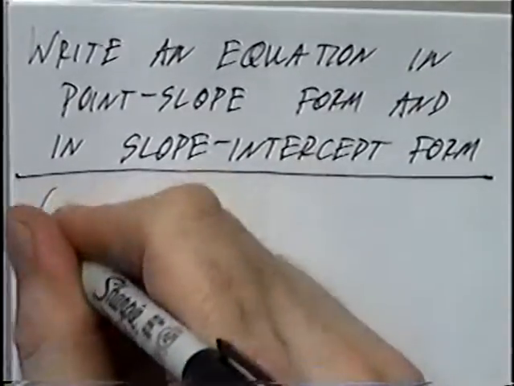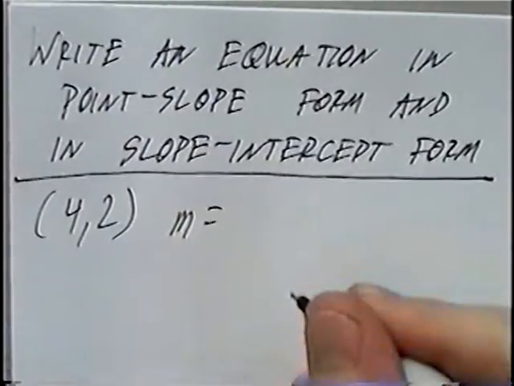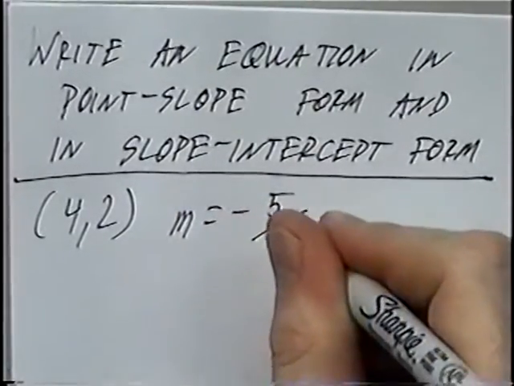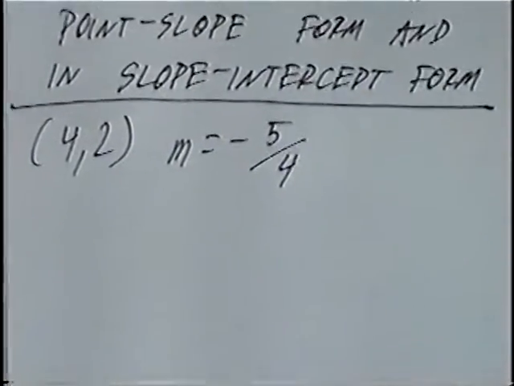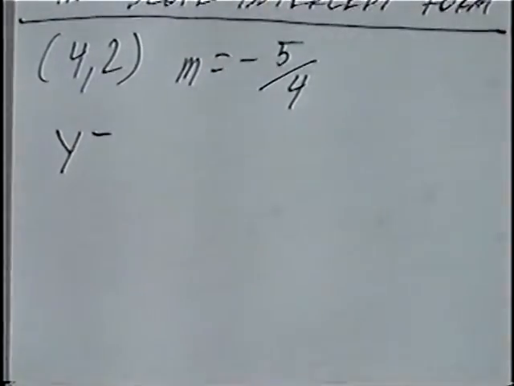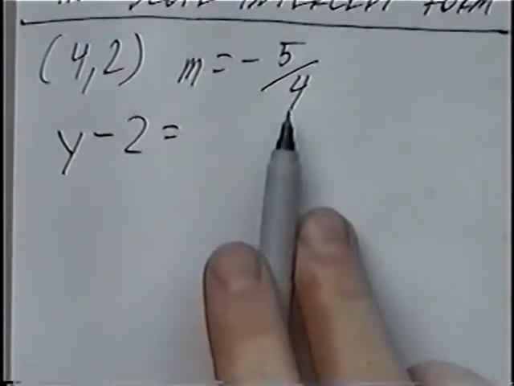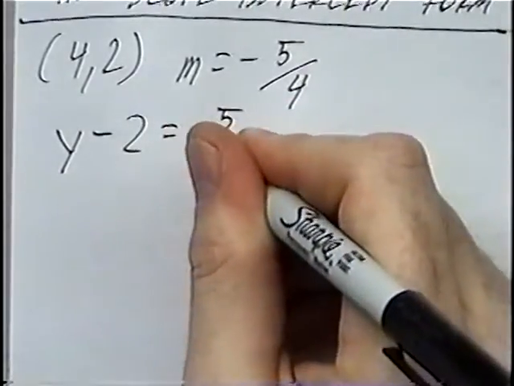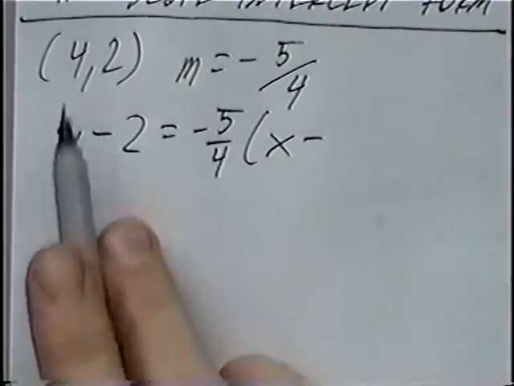First question, I have a point 4, 2, and the slope m is negative 5 over 4. So taking a point and a slope, we can first write the equation in point slope form, which is the equation we did in the previous section. The equation is y minus the y value. The y value would be 2 equals m. M in this case is negative 5 over 4. And in parentheses x minus the x value, which is 4.